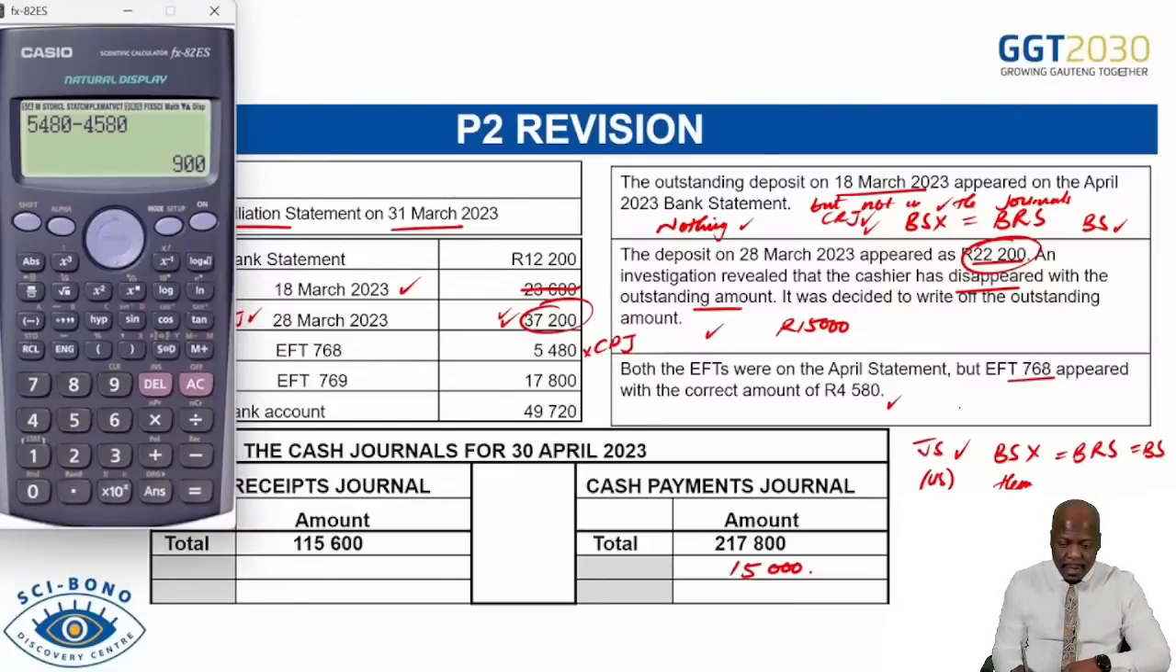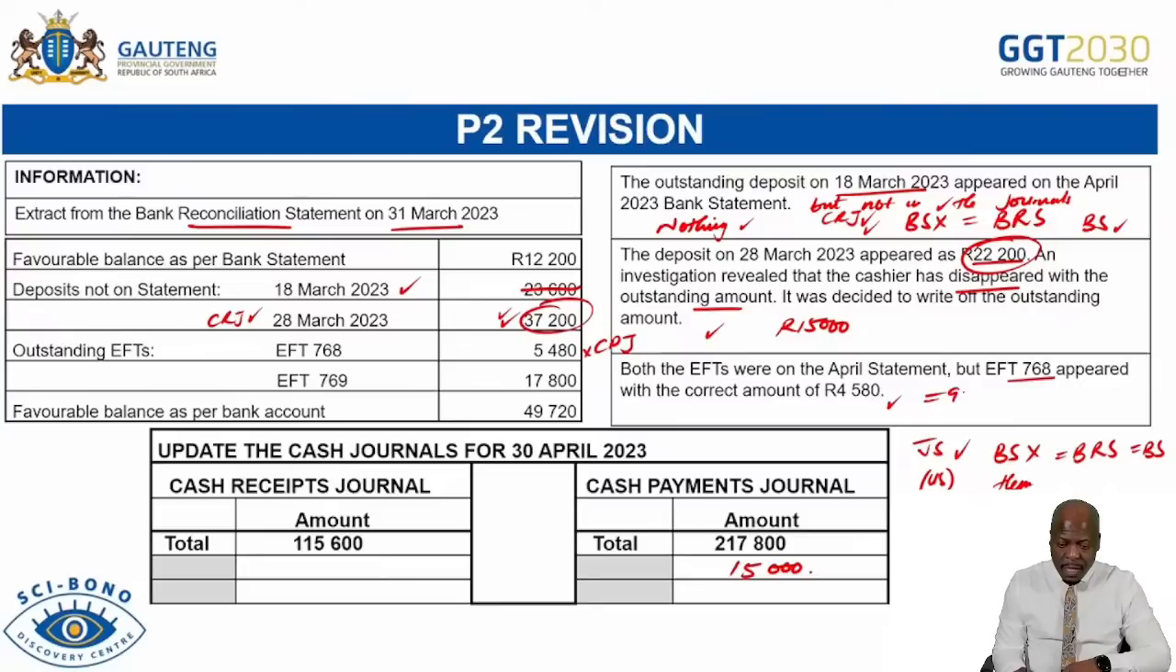The difference is 900. So we have a difference of 900. Who is correct? The bank statement is correct. Therefore, if the bank statement is correct, who has recorded incorrectly? Us in the journals. EFTs, we journal CPJ. So in the CPJ, you have 5480, which is more.